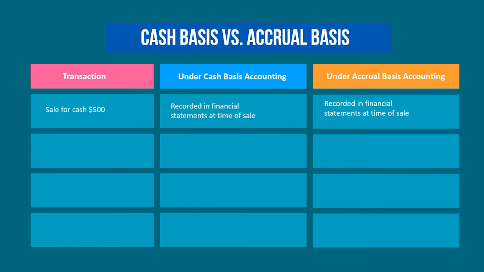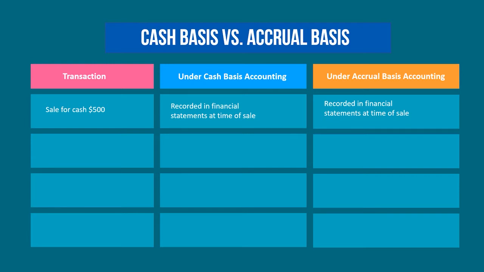Imagine you perform the following transactions in a month of business. We will see how these transactions would be recorded on the income statement under the cash basis and accrual basis of accounting. Transaction number 1, sale for cash. This would be recorded in financial statements at the time of sale under both methods. It makes sense because the business sold the merchandise to the customer and received the money from the customer at the same time. It is considered two events that occur simultaneously.